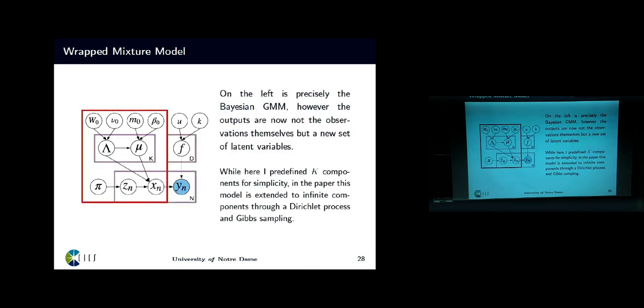Breaking this down, on the left this is precisely the Bayesian Gaussian mixture model that we had before. Except the key difference is that now the outputs are not the actual observations. They're a set of latent variables, so these don't have any true meaning. They're not what we're seeing. It's not our actual data.